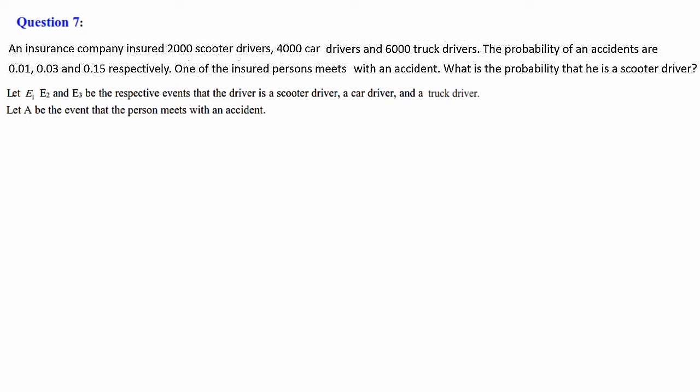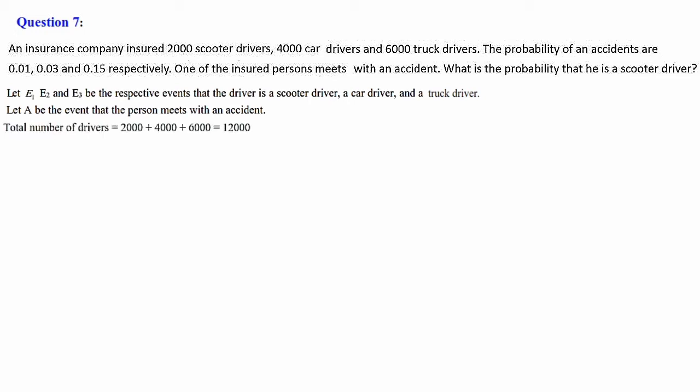Now we have to define A. What is the probability that he is a scooter driver? One of the insured persons meets with an accident. So here A is the person who is meeting with an accident. Let A be the event that the person meets with an accident. The driver category, scooter, car and truck, we have already assumed with E1, E2 and E3. Here E1, E2, E3 and A are defined.